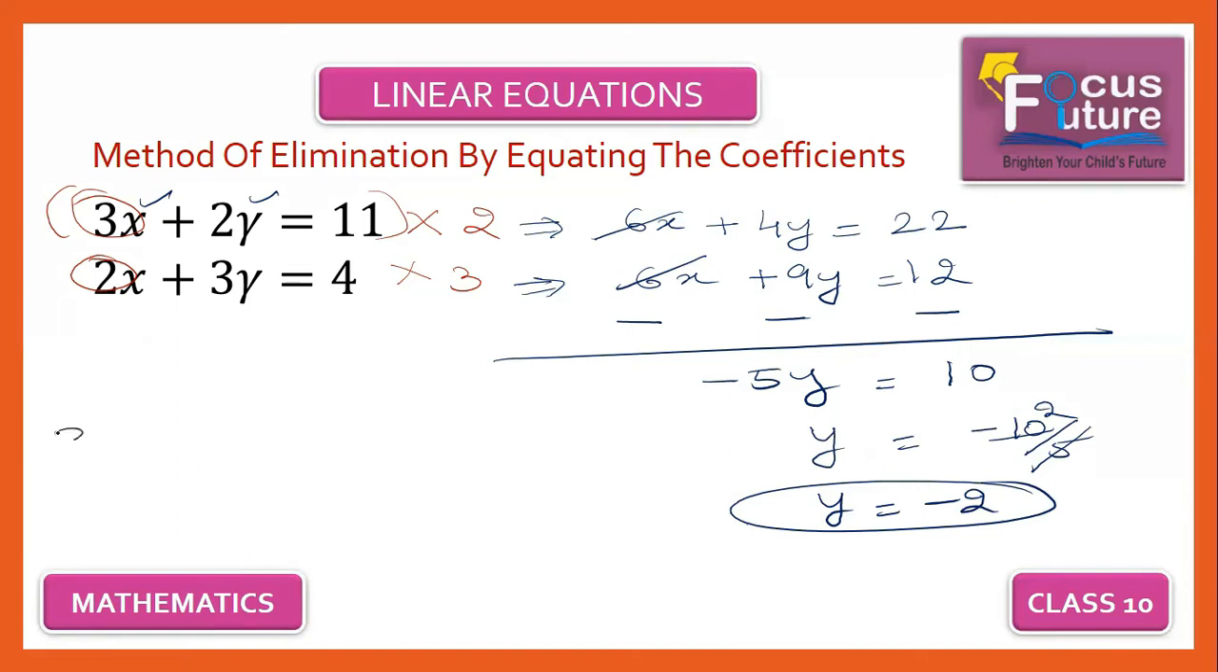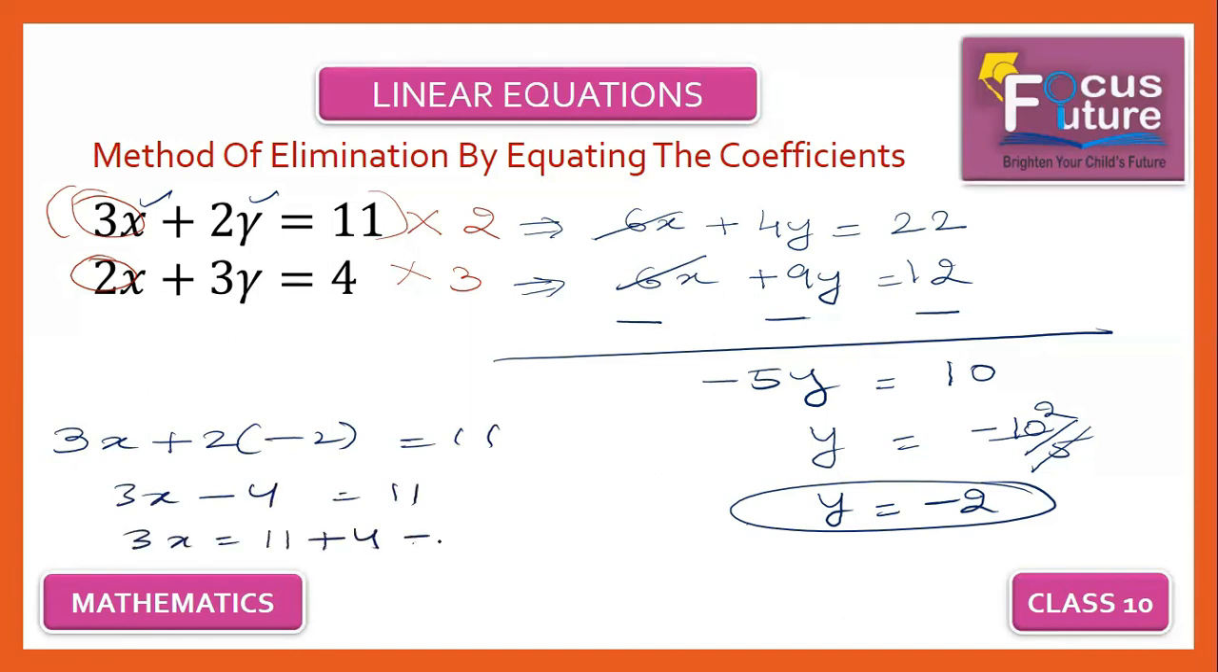So 3x plus 2 into y, y is minus 2, that is 11. So 3x minus 4 is 11. So 3x is equal to 11 plus 4, that is 15. 3x is 15, so x is 5. So x is 5 and y is minus 2. Okay, this is the way you would calculate by equating the coefficients.